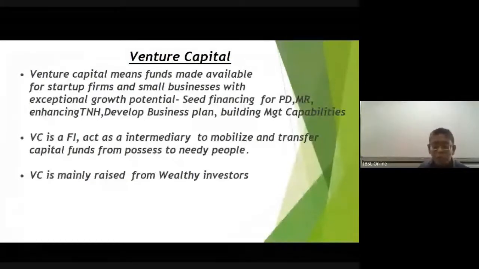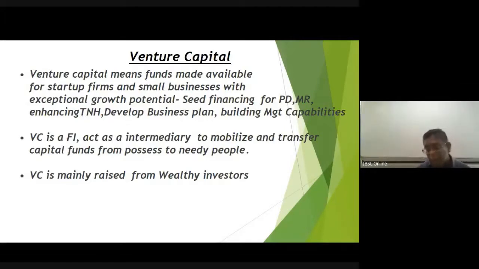Now, you know what venture capital is. Remember, venture capital is also an intermediary. It's also a financial institution. Why? They want to mobilize funds from the investors and give them to the needy people, right? So that is the job of venture capital, right? It is a financial institution acting as an intermediary to mobilize and transfer capital funds from those who possess them to needy people, right?